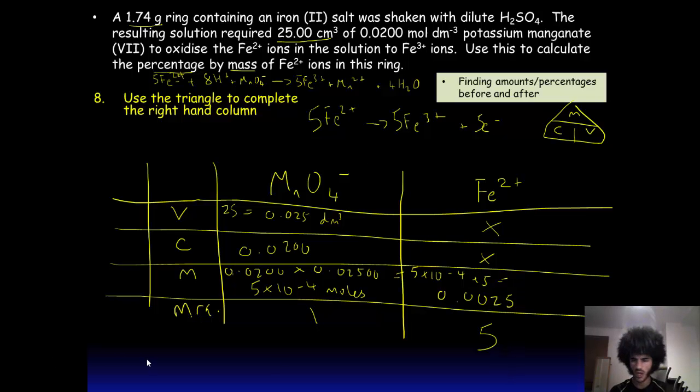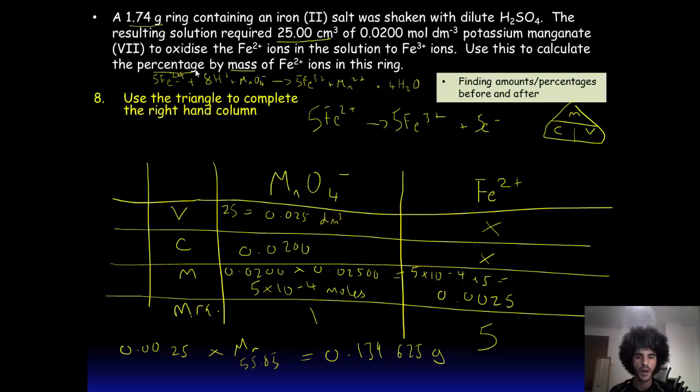So let's work out, how do I convert moles into mass of iron? Well, I know I've got 0.0025 moles. I want to convert it into mass, so I need to multiply it by the Mr, which in this case, only for iron, is 55.85. That's the value from your data booklet. So I multiply by 55.85, and that gives me 0.139625 grams. So that's how much iron I have in the ring.